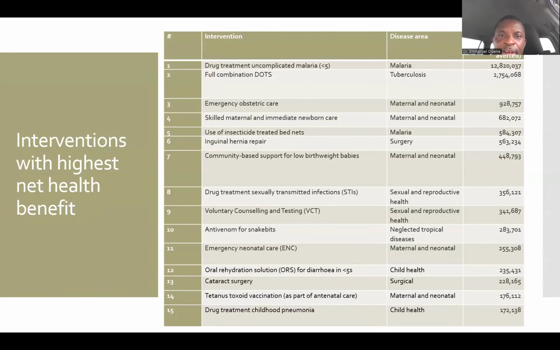So in terms of our findings, one of the keys was that the interventions with the highest net health benefits were things like emergency obstetric and emergency neonatal care, which was beyond the primary healthcare level but had the highest net health benefits. And then we also had the use of insecticide treated nets, repair, drug treatment for childhood pneumonia, antivenom for snake bites, and a few others as you can see.